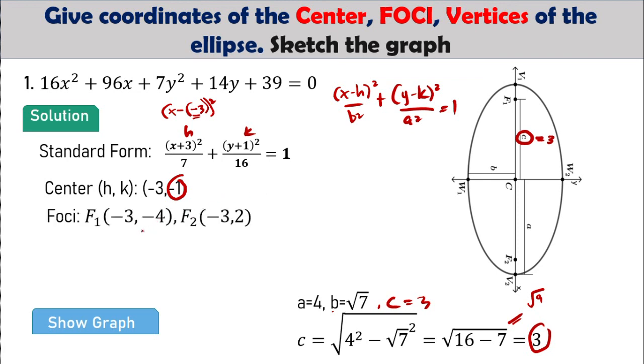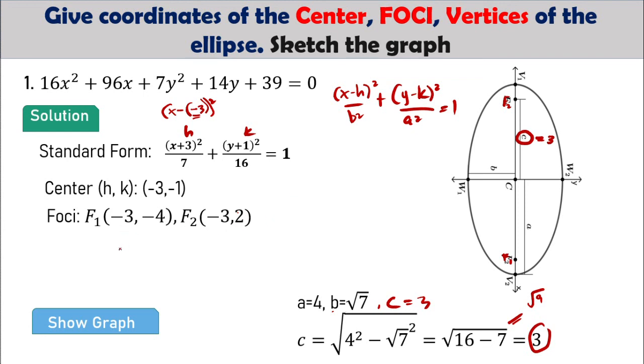So for the foci in our problem, they are interchanged, but they can also be interchanged either way. F sub 1 here, F sub 2 there. So for F sub 1, we subtract from the ordinate of the center, which is negative 1. Negative 1 minus 3 is negative 4. For focus number 2, we add 3 to negative 1. Negative 1 plus 3 is 2. So that is correct.